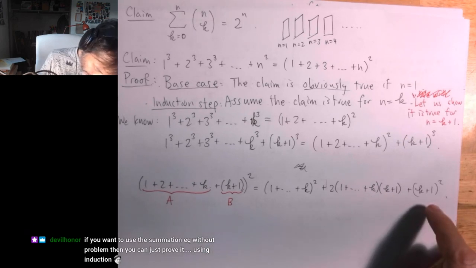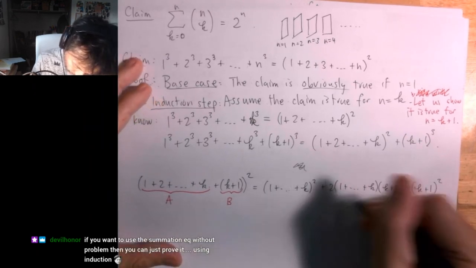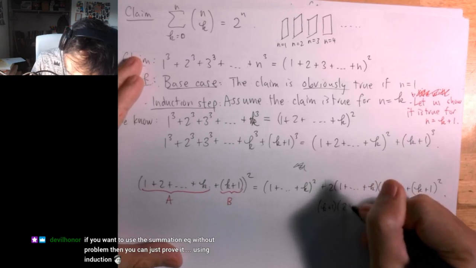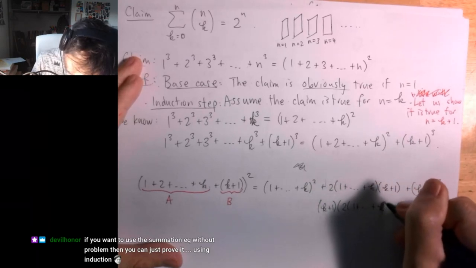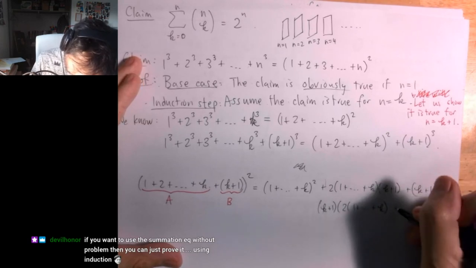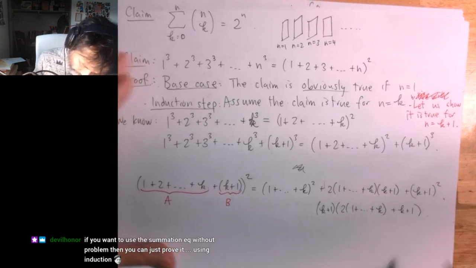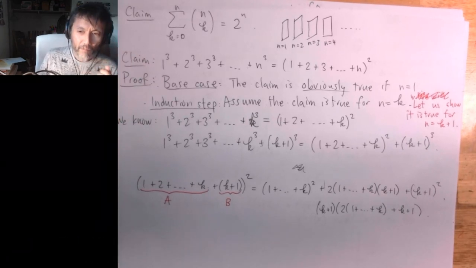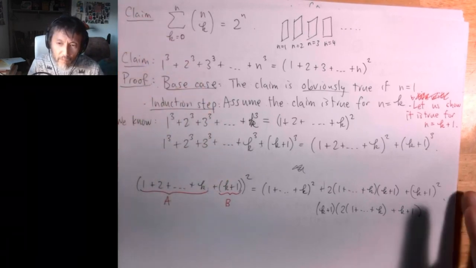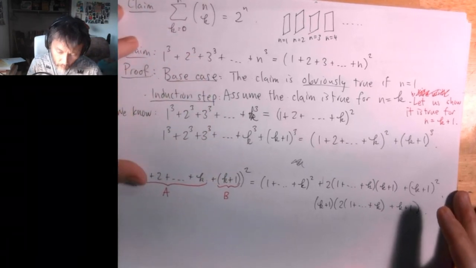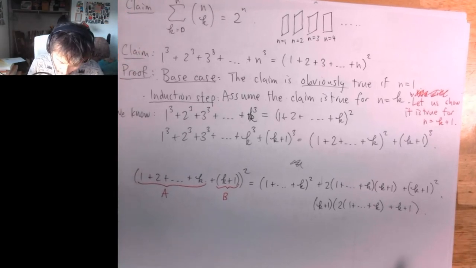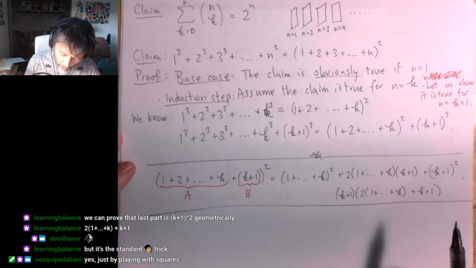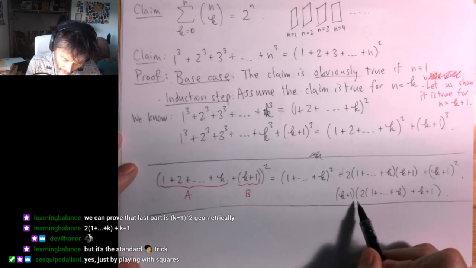So we can factor out a k plus 1. So let's see. I know, I just want to avoid it. I don't know why. Okay, so sure. Let's do that.